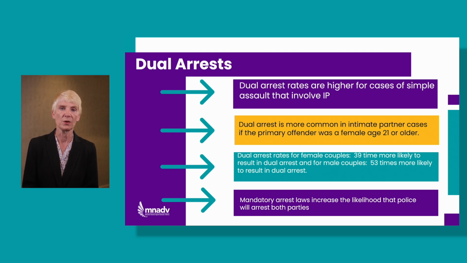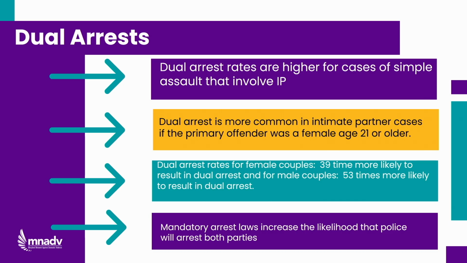In situations where the female was the offender, officers are 3 times more likely to make a dual arrest. And this means that when we have a female offender, officers are much more likely to also arrest the male victim. Why do you think this is so? Perhaps it is a reflection of old stereotypes that males can't be the victim of domestic violence. And you can see with respect to same-sex couples, the rates are much higher.